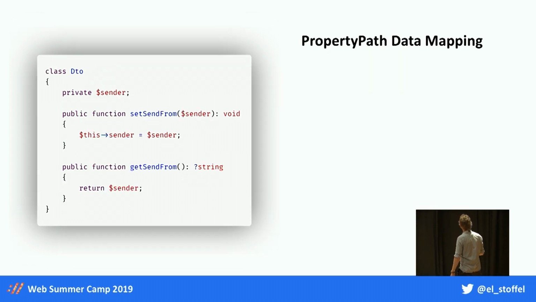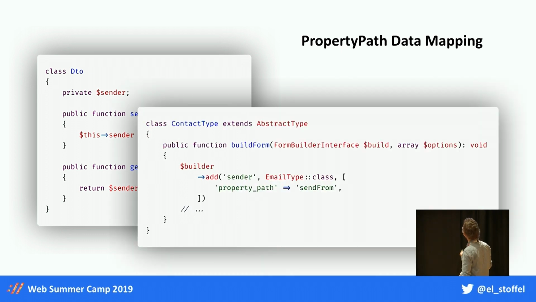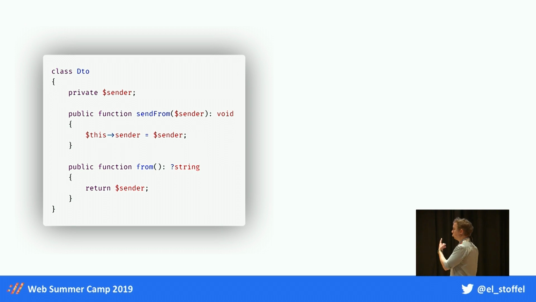Just subject and sender and message. If we have something like that, a mismatch between the property name and the functions, the accessors, we can use the property path, which is an option. And we can just define, okay, sendFrom is the method or the property path to use. But when we are going to something like this, sender, sendFrom, and from, it's not possible to use a property path or default behavior anymore.